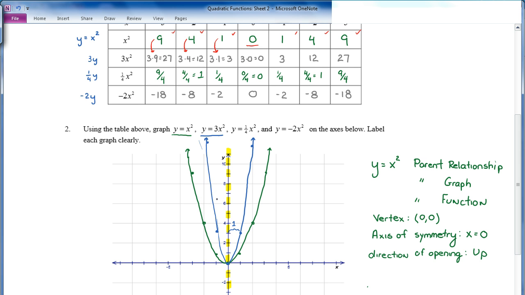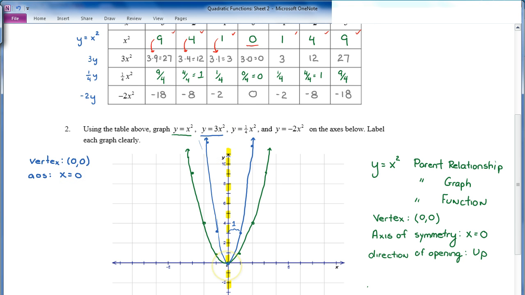There we go. And of course, the minute I graph this, I want to start thinking about the various features of this graph. So I want to ask myself, what is the vertex here? Well, the vertex is (0, 0). Remember, the vertex is always a point. Axis of symmetry, we can notate this AOS. Again, the axis of symmetry is always the equation of a line, so it's x equals 0.